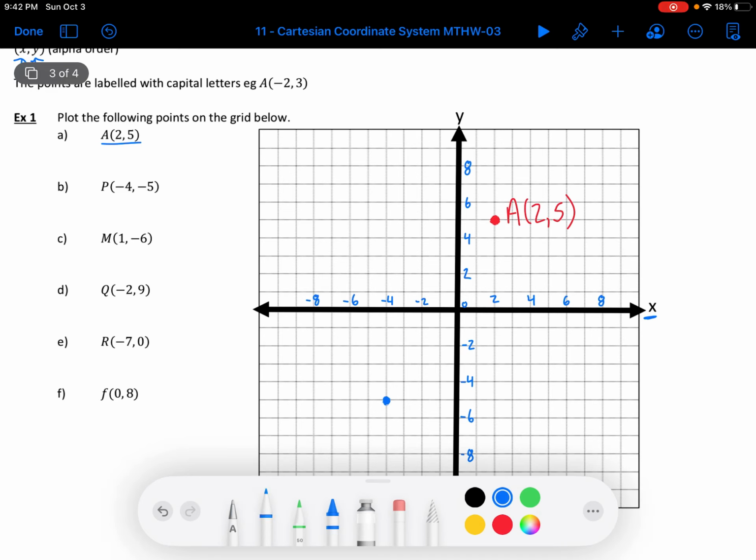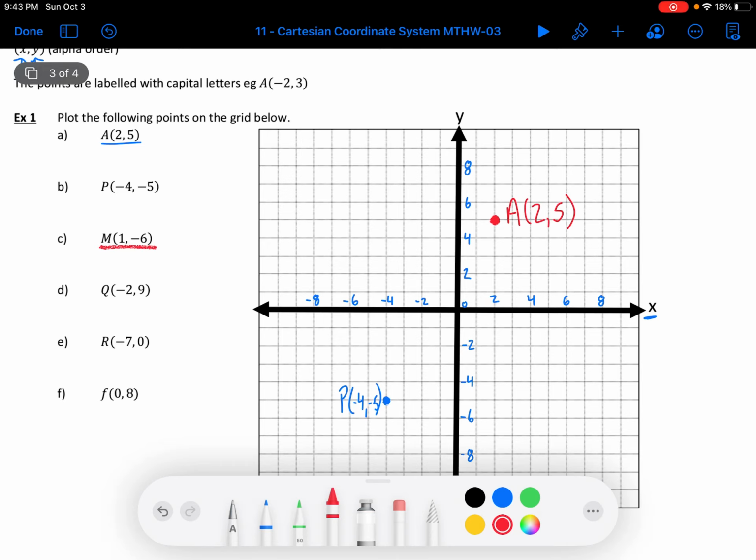Okay, so this is point P, and it's -4, -5. Always the x first, and then the y. The horizontal moving first, and then the vertical.